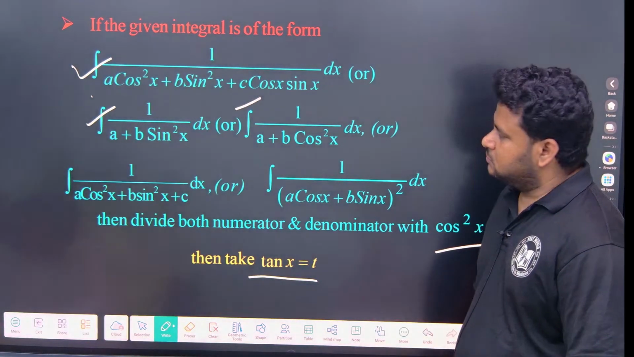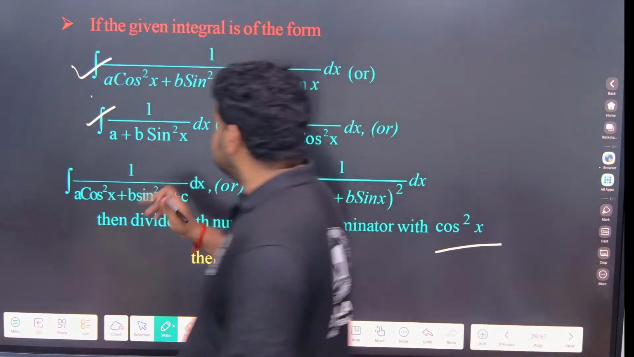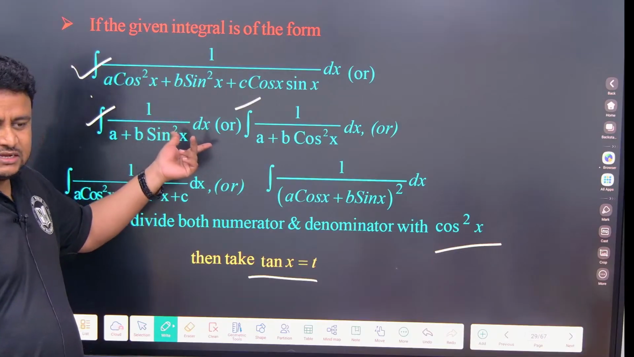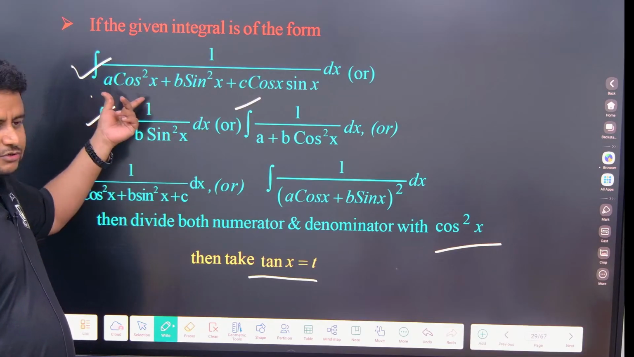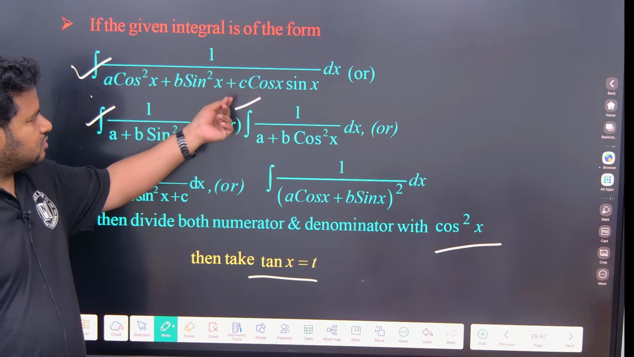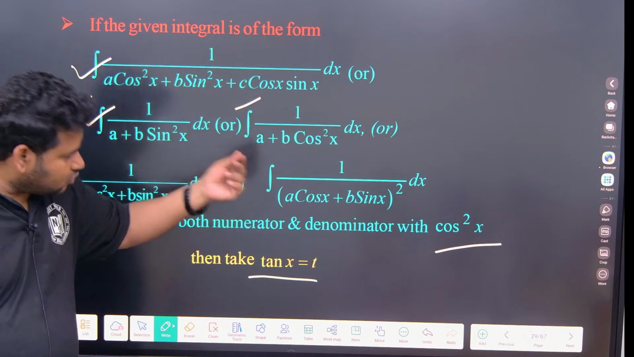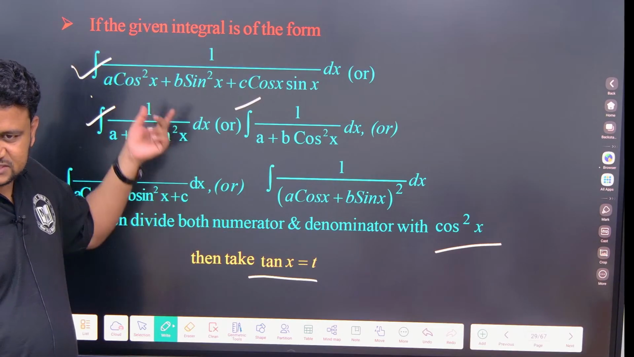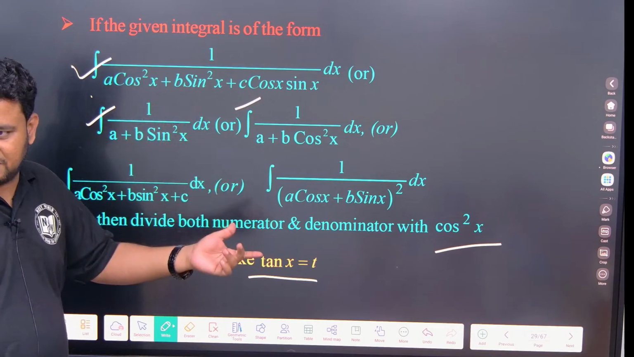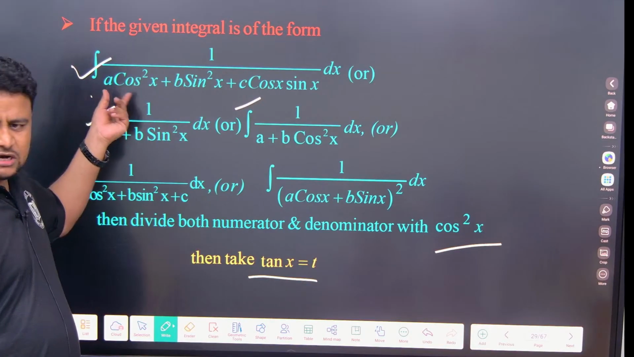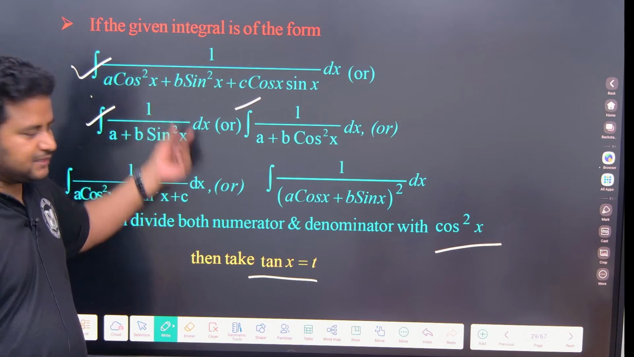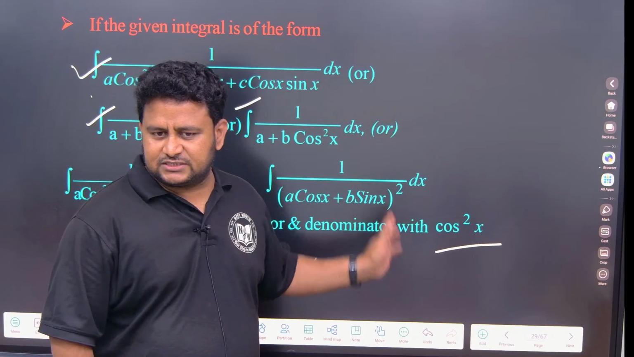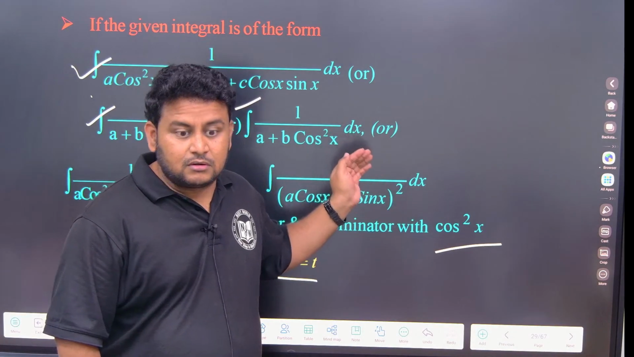Understood? See, here you should be careful. Suppose in the question they have given cos square x, you will divide by cos square x; sin square x, you will divide by sin square x. But if they have given cos square 2x, sin square 2x, you will divide by cos square 2x. If it is single, you will divide by single. If it is double, you will divide by double. If it is half, as in a cos square x by 2 plus b sin square x by 2, you will divide by cos square x by 2 only. So here it is straightforward.